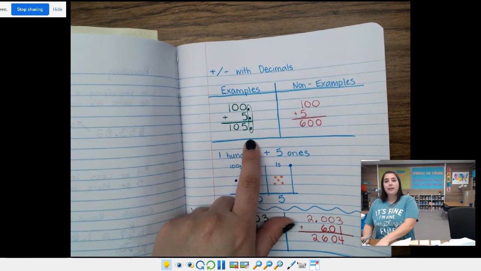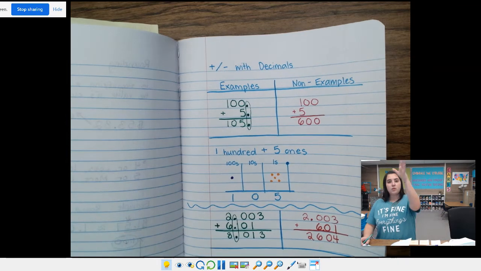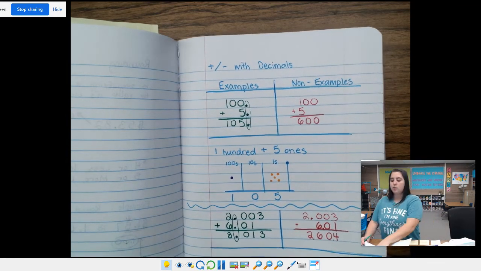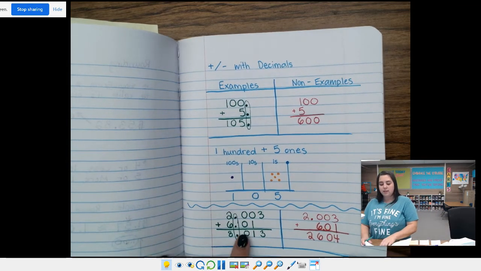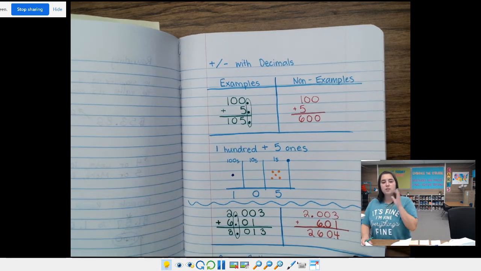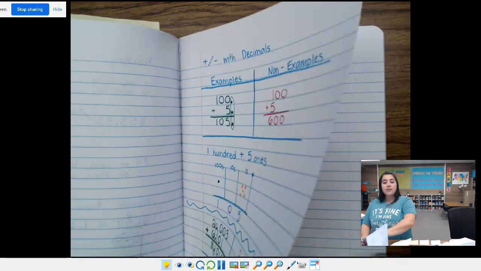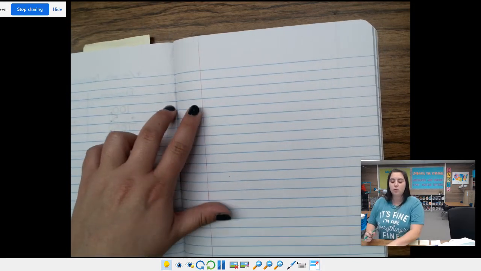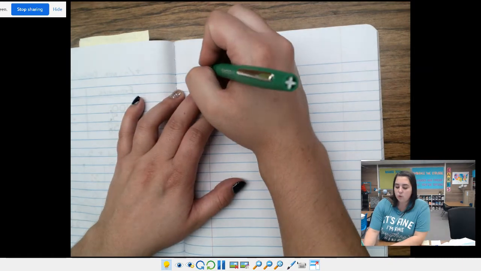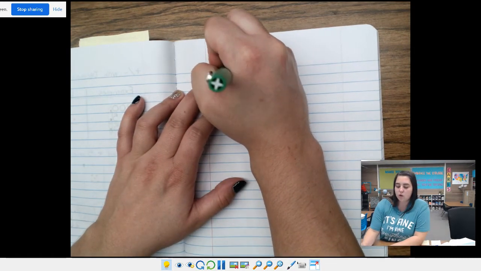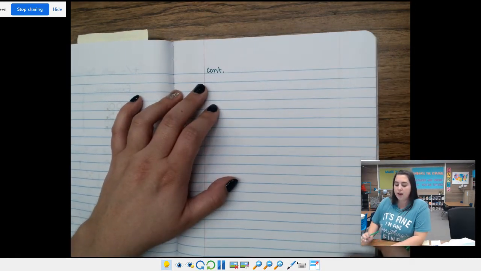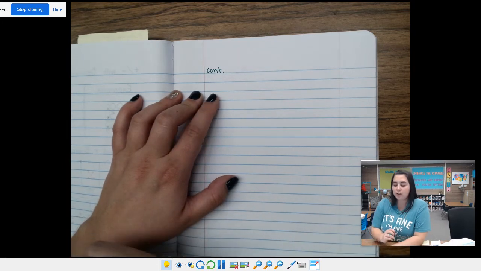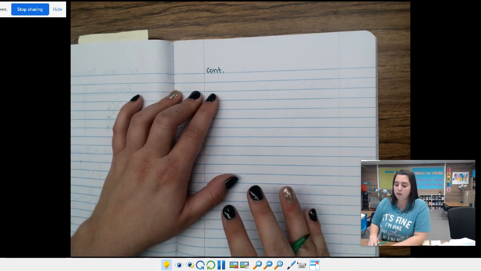And for subtraction, because the rules are the same, we need to make sure that our numbers are lined up so that the place values are lined up like a chart. Our ones and ones, our tenths and tenths, our hundredths and hundredths, those are all in line. That is the same with subtraction, but there's a couple of things I want you to be aware of when you're subtracting with decimals. So we're going to say continued, or cont, to show continued. And this is going to be specifically with subtraction on this page.